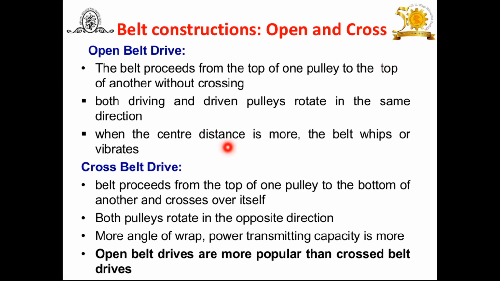And when the center distance is more in case of open belt drive, the belt whips or vibrates. This is a limitation. Then another type, that is the cross belt drive. In cross belt drive, the belt proceeds from the top of one pulley to the bottom of another and crosses over.